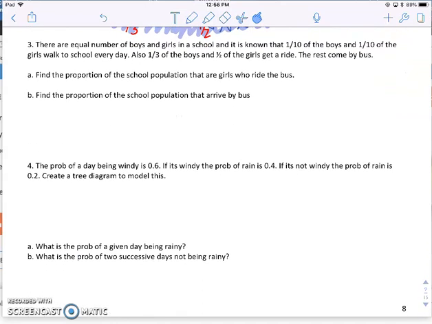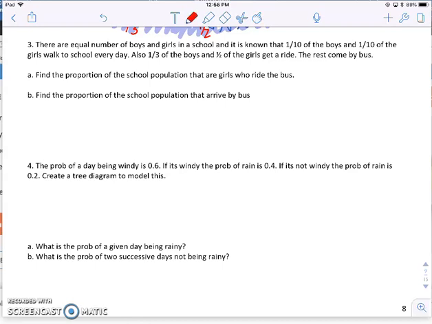There are an equal number of boys and girls in a school, and it is known that 1/10 of the boys and 1/10 of the girls walk to school every day. 1/3 of the boys and 1/2 of the girls get a ride. The rest come by bus. Find the proportion of the school population that are girls who ride the bus.